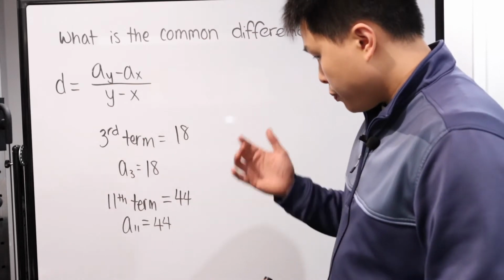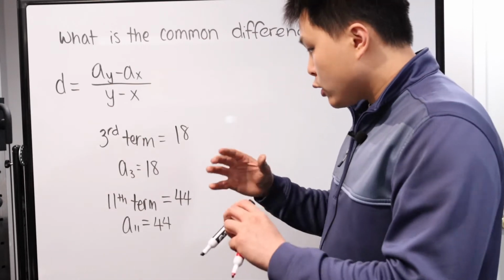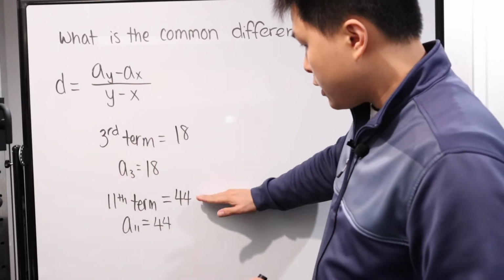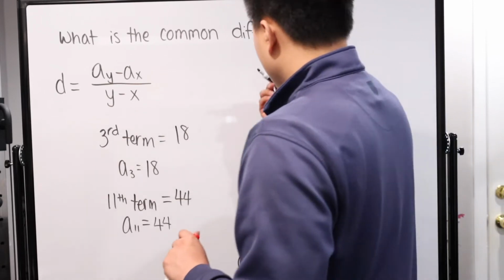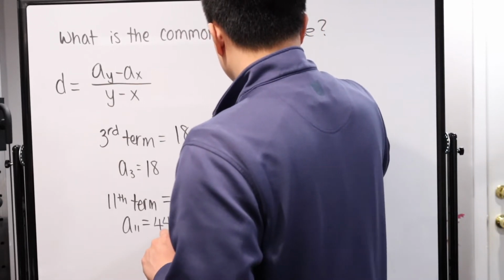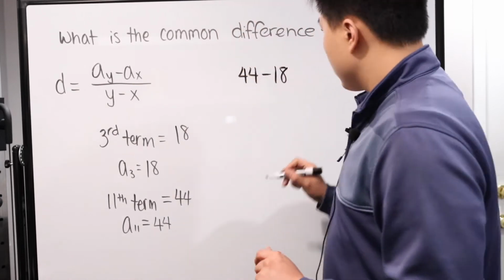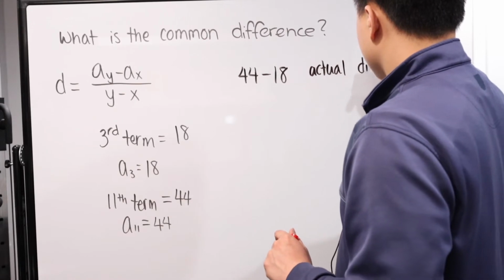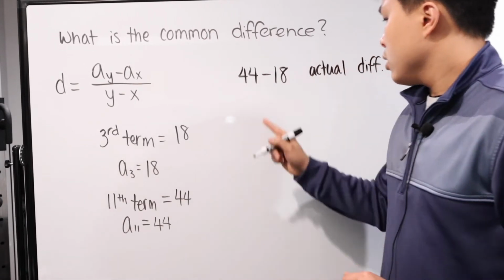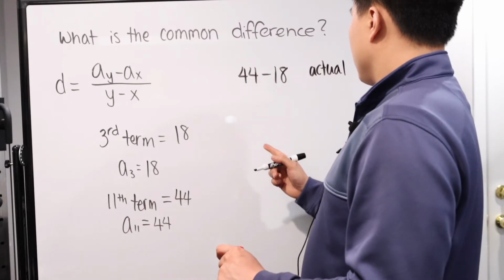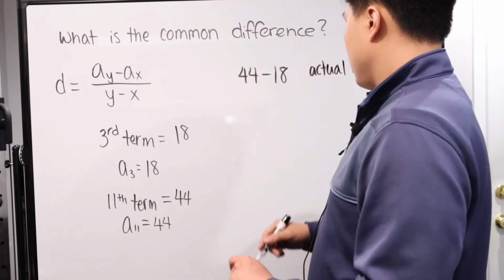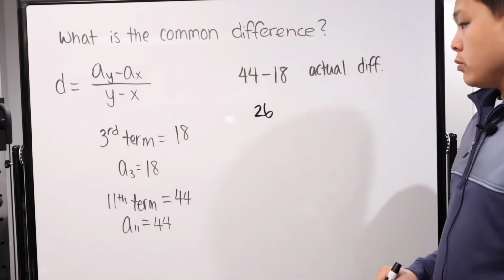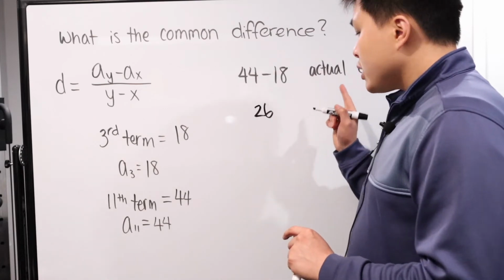Now, before we just even talk about this, let's just see what we're doing. First and foremost, we want to find the actual difference, not just the common difference, like the large difference between this and this. So if that's the case, we're going to just do 44 minus 18. That gives us the actual difference. Okay, cool. Well, 44 minus 18 is what? 34 minus 8 is going to be what? 26.